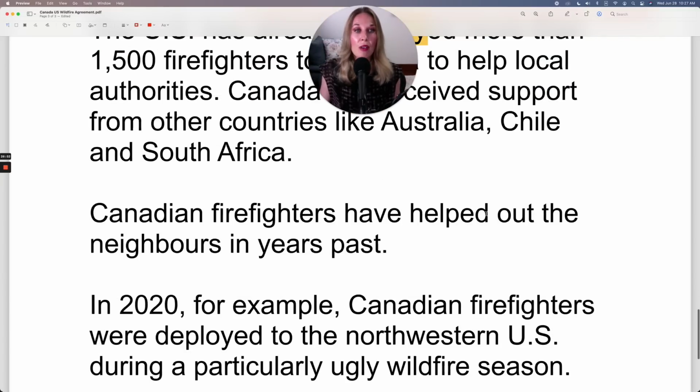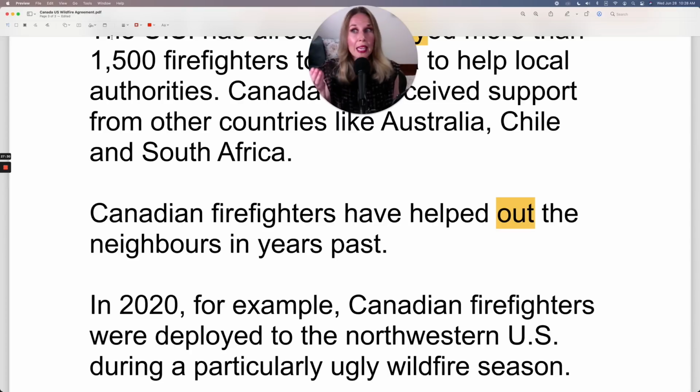Canadian firefighters have helped out the neighbors in years past. The neighbors being the US. They're our neighbors to the south and we're their neighbors to the north. Here, help out. This is an optional phrasal verb. Notice here it's a phrasal verb because you have the verb help and you have the preposition out. You don't need out. It's optional. You can simply say Canadian firefighters have helped the neighbors in years past. Have helped. It's simply optional.